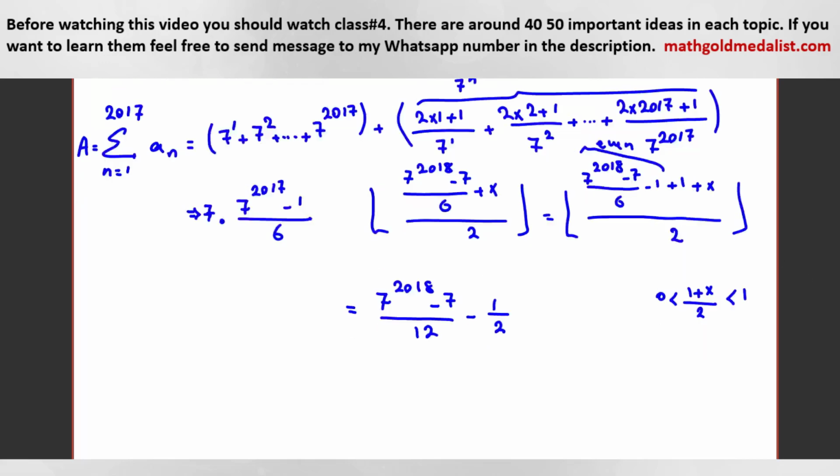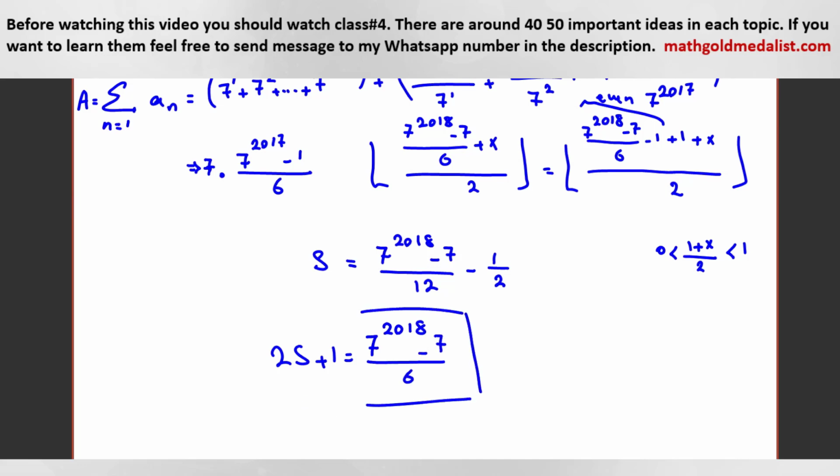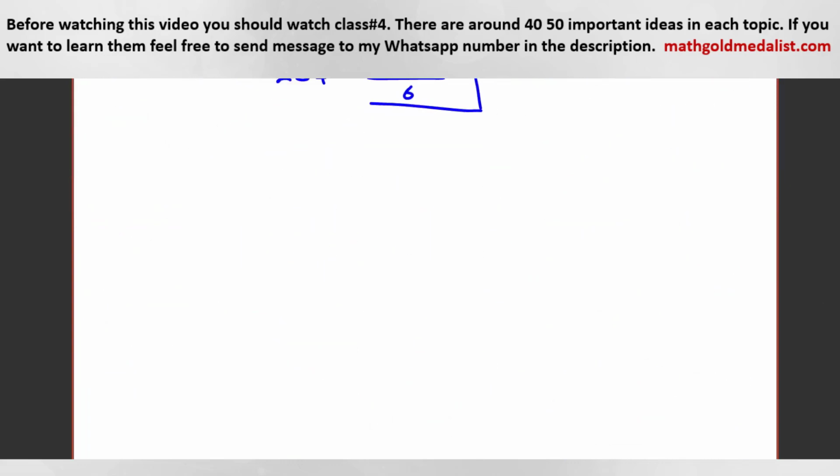So when we say 2s plus 1, it is our s. 2s plus 1 is what? We multiply this. Minus 1 plus 1 will be cancelled, so it will be 7 to the 2018 minus 7 over 6, right? Okay, any question about this? No. Okay, it was problem 19. Let me tell you something in geometry.